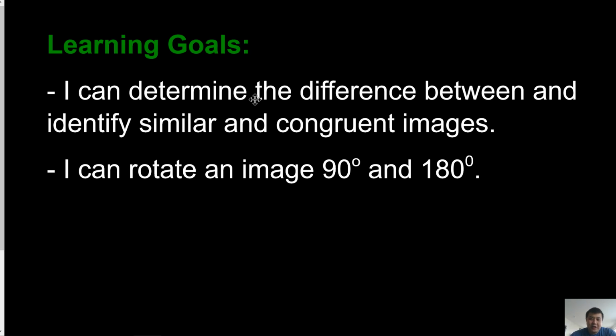Today's learning goals are: I can determine the difference between and identify similar and congruent images. We've been doing this the last couple lessons actually. I know the last lesson didn't have this as a learning goal, but that would have been 4 learning goals and that's quite a lot, so I just left it out, but we are still continuing working on similar and congruent images. And then the last one is: I can rotate an image 90 and 180 degrees. Okay, so let's go ahead and get started.